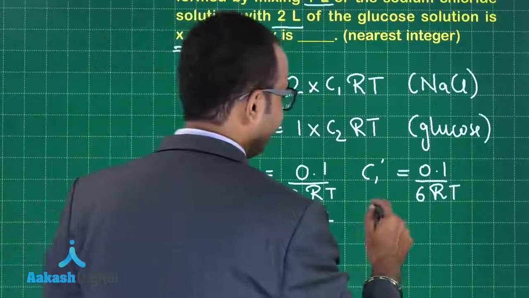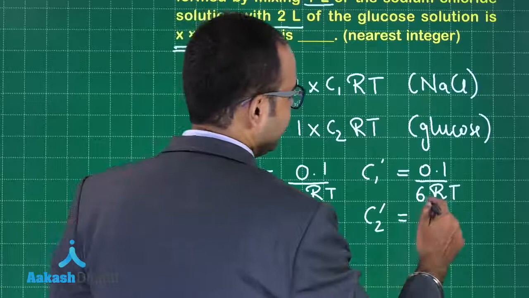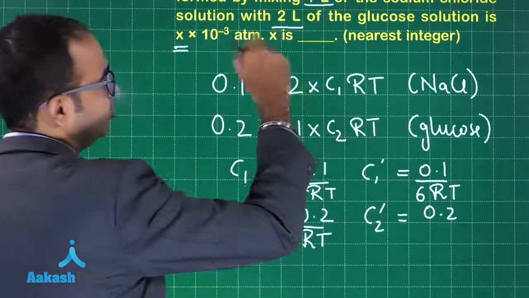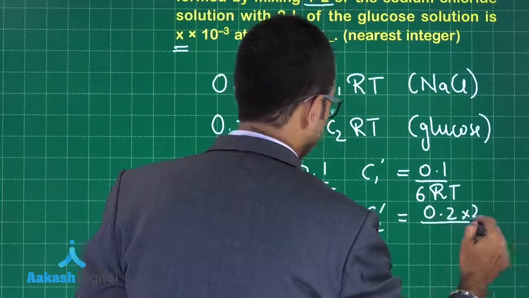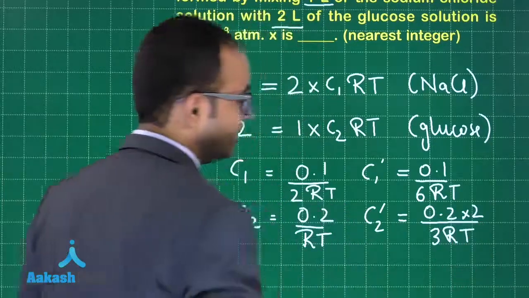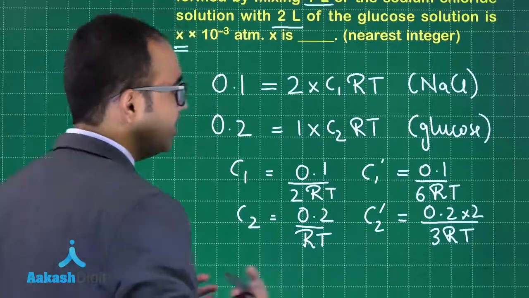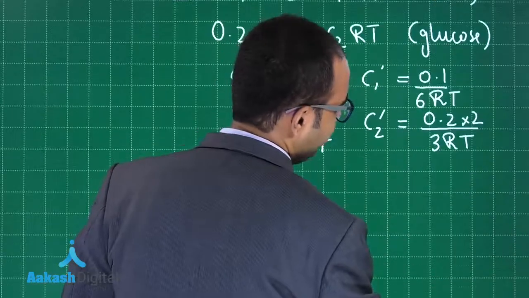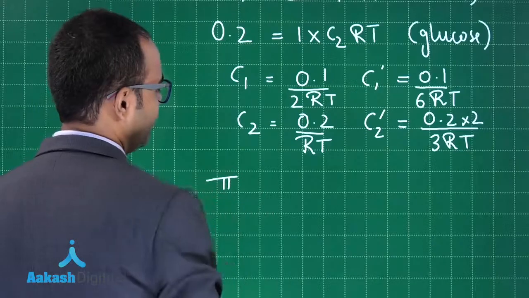If I talk about the new concentration of glucose, so that will be how much? That will be 0.2. You are taking 2 liters of glucose. So 0.2 into 2 divided by 3 RT. So you have got the new concentrations of NaCl and glucose. Now we'll calculate the new osmotic pressure. So what will be the new osmotic pressure? Let's see.